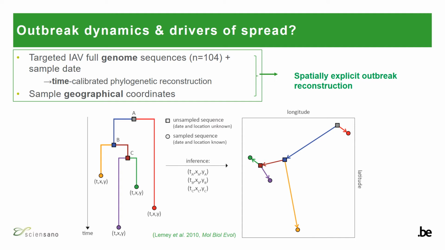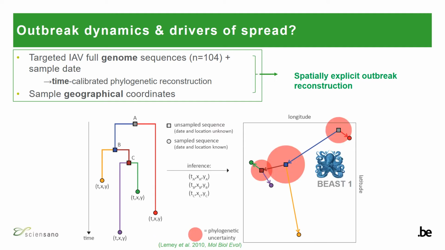Now, this kind of reconstruction can then be combined with exact geographical coordinates for each of the samples to be mapped on a map with their longitude and latitude, and this is what we call the spatially explicit outbreak reconstruction. And because there is a phylogenetic uncertainty associated with the deduced nodes in these trees, we also have to plot this uncertainty on the map.